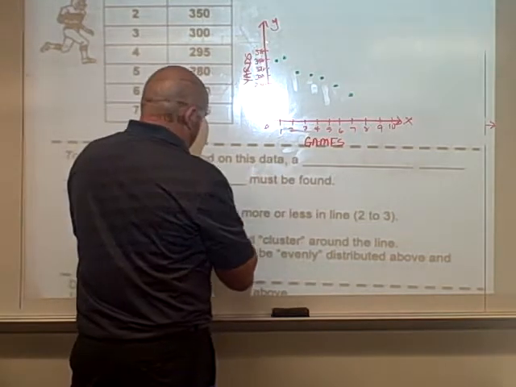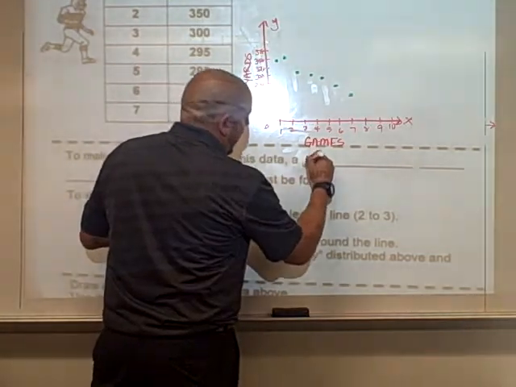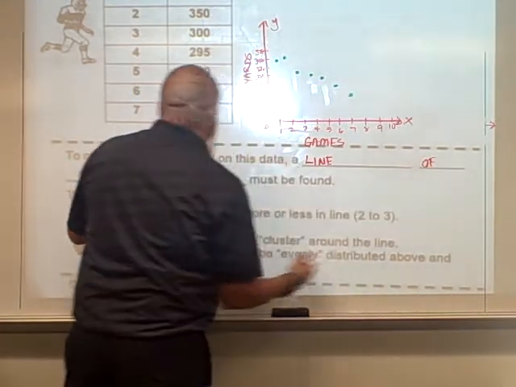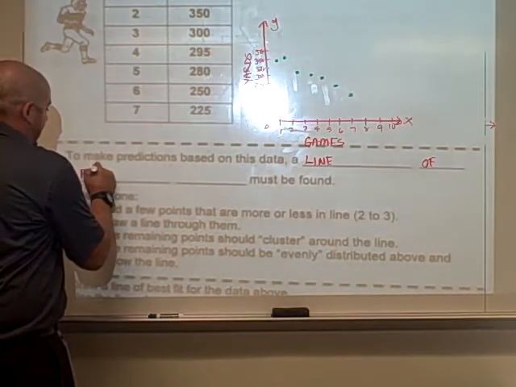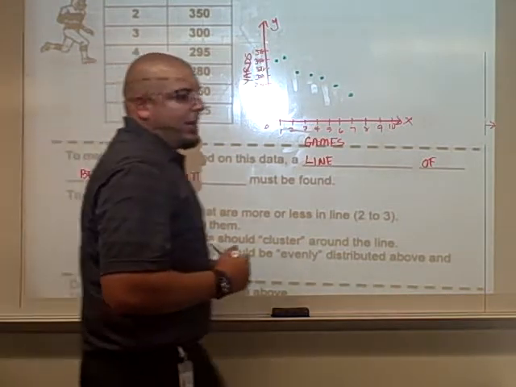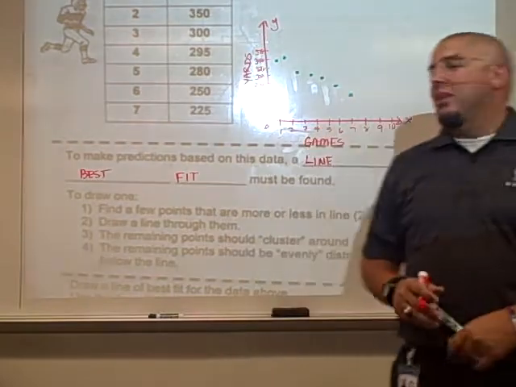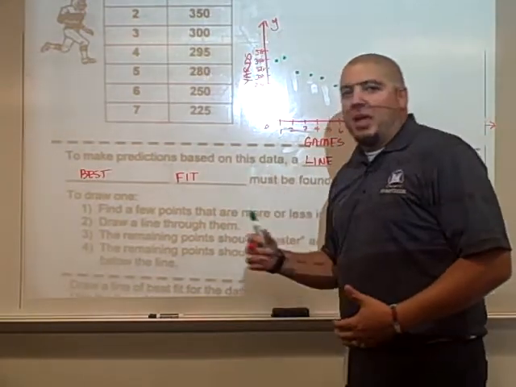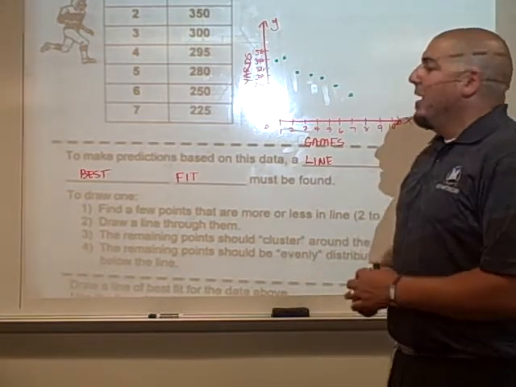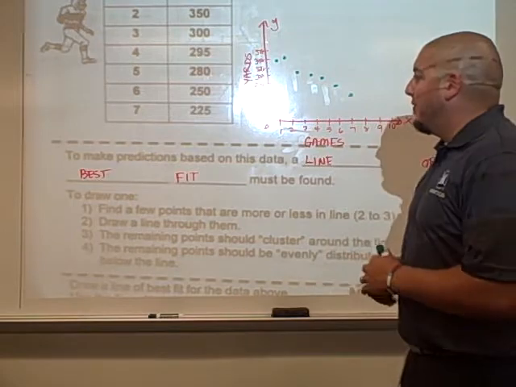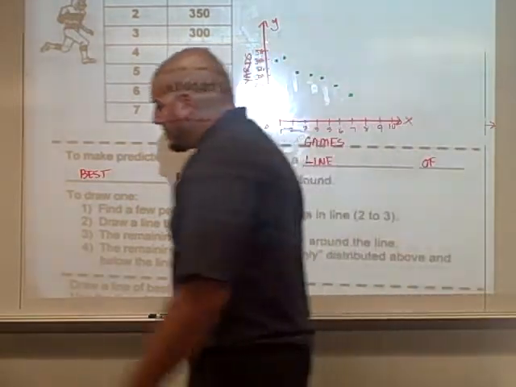So this word right here is line of best fit. Now sometimes you might hear this as best fit line. I'll refer to it as best fit line. Sometimes you might hear it called a trend line. All those things mean the same thing. Basically, a line of best fit is a line that kind of represents the data so that we can use it to help us figure out some more information.